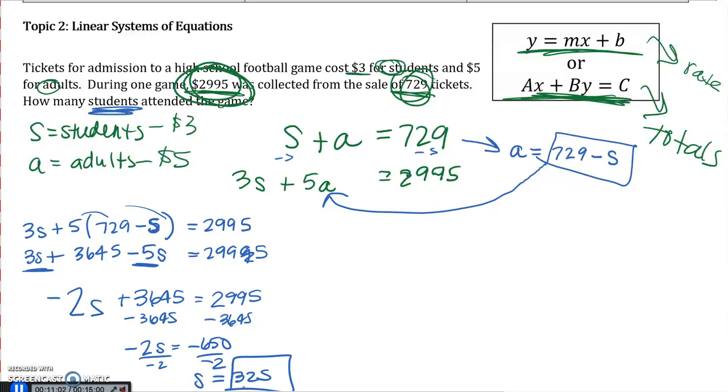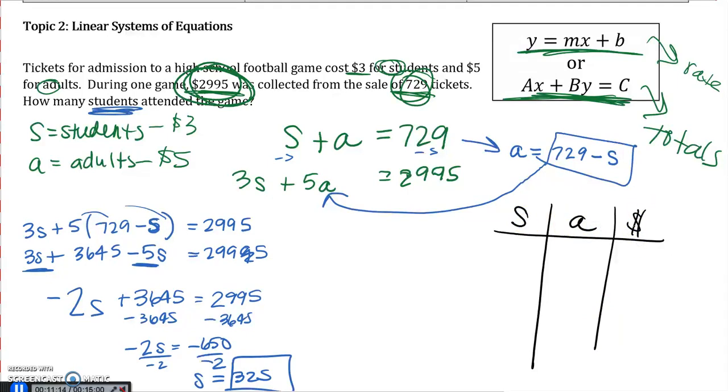Now that is certainly a lot to guess and check. But at the same time, if you use logic, if you were to just maybe make a table, okay? You have students, you have adults, and you have the cost. If you were guessing and checking, you would use these two equations to try to get yourself as close as you possibly could so that you could answer the question. So like if you guess 10 students, and then if you have 10 students, that means you would have had 729 minus 10 students.